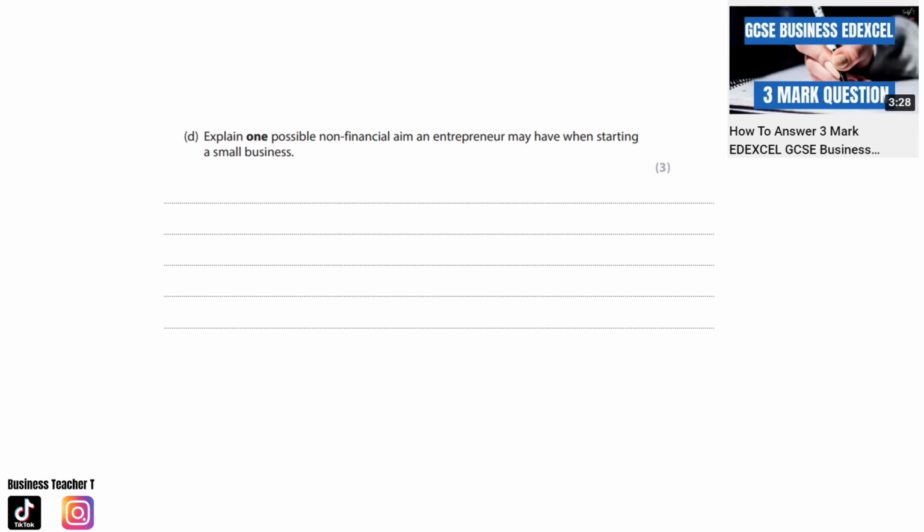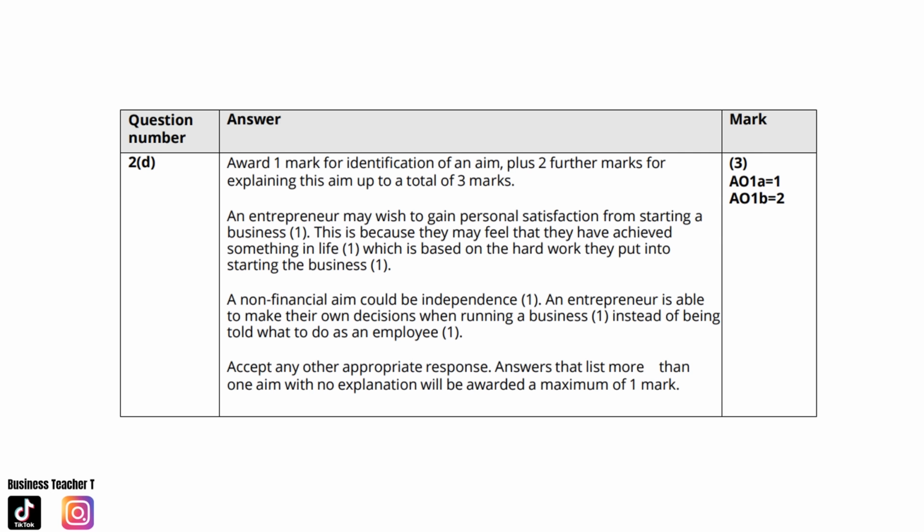Another 3-mark question. Explain one possible non-financial aim an entrepreneur may have when starting a small business. Now, for this question, you're not asked to explain the advantages and disadvantages of a non-financial method. You're asked to explain one possible non-financial aim an entrepreneur may have. You do need to ensure that your strands relate to the features of the non-financial aim. So give this one a try. Let's take a look at the answer.